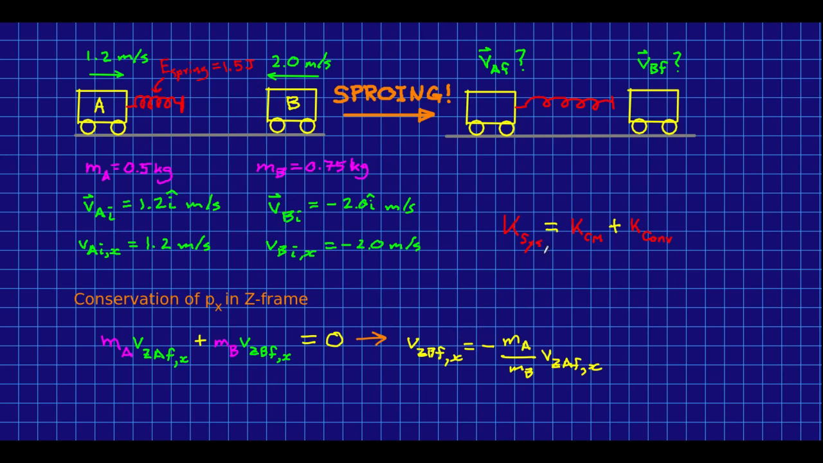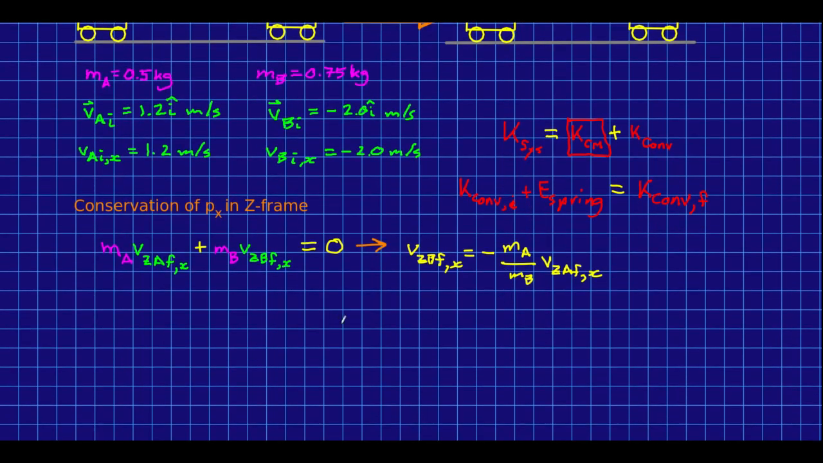Now, the key realization we have here is that the kinetic energy of the center of mass does not change between the beginning and the end. And so all that has to happen is whatever initial convertible kinetic energy we have, plus the spring energy, that has to get converted into the final convertible kinetic energy. And this gives us an easier way of finding our way to a solution. So here's what we can do.